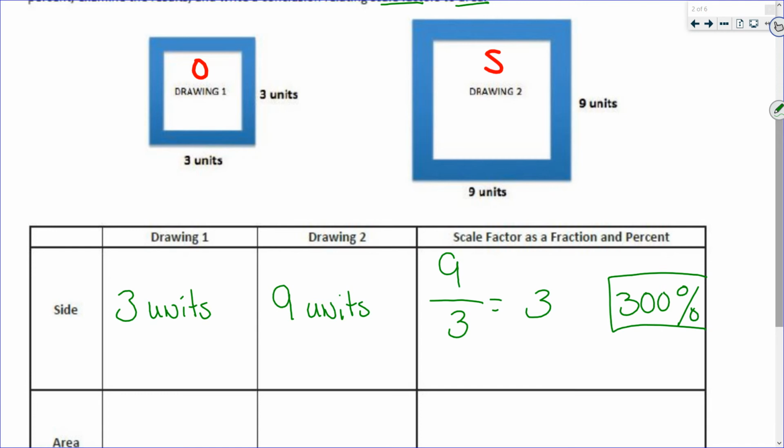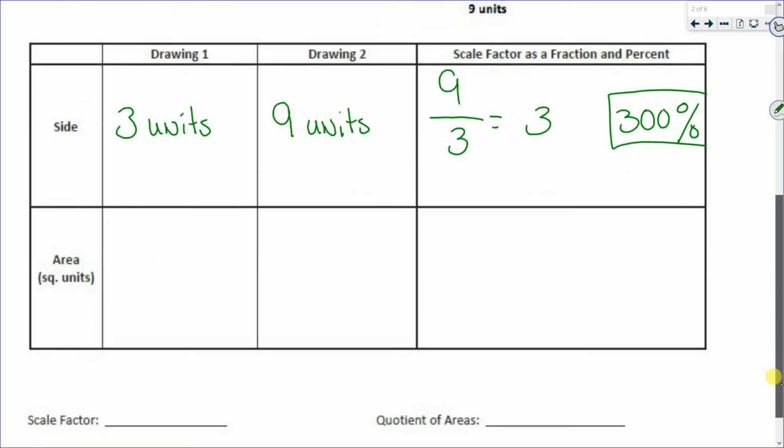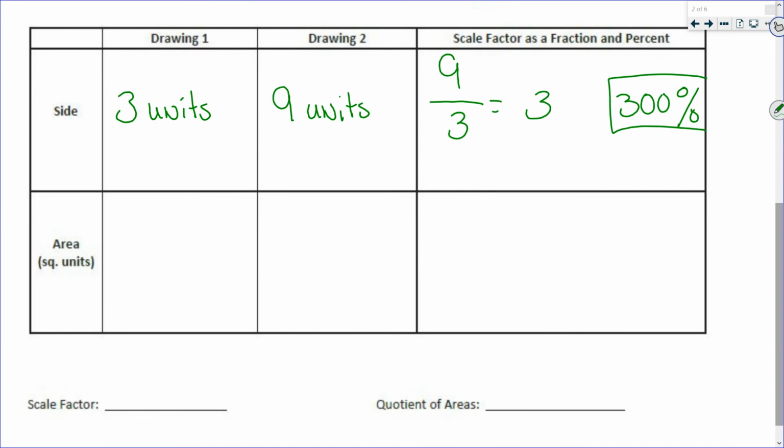Okay, so our scale factor as a fraction is 9/3, and our percent is 300%. So drawing 2 is 300% larger than drawing 1. Now, let's do some calculation of the area. Let me go ahead and write the scale factor. Scale factor was 3. All right, so the quotient of the area.